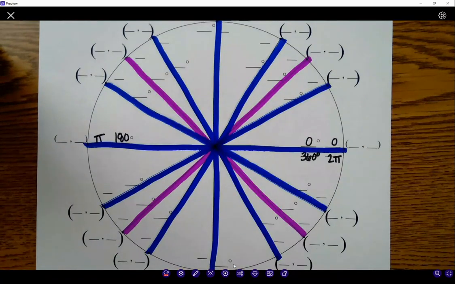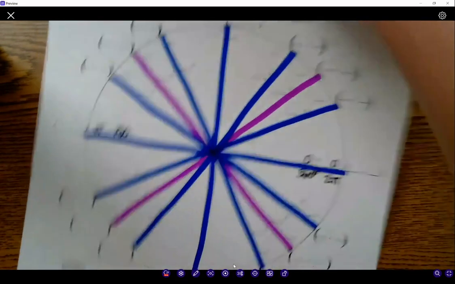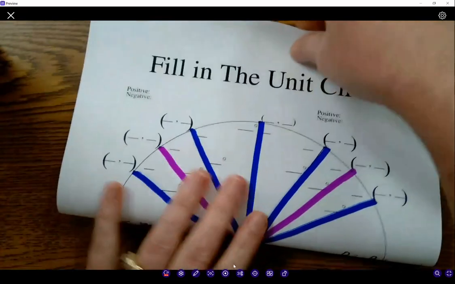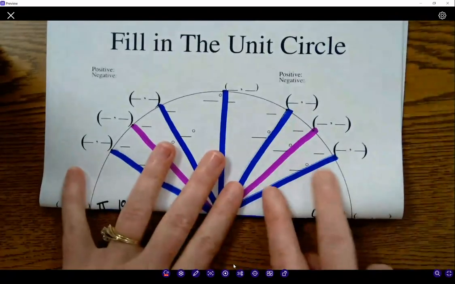At this point, you might notice that the unit circle here has been divided up into numerous congruent parts. What I like to do, and this is what I did in class, is I told the students we were going to consider just 1 pi.